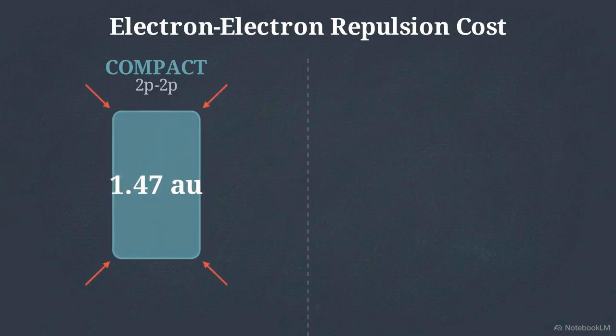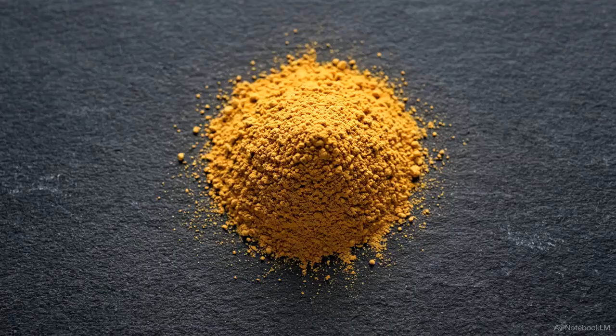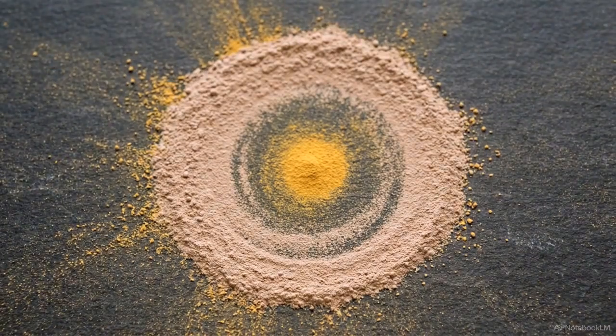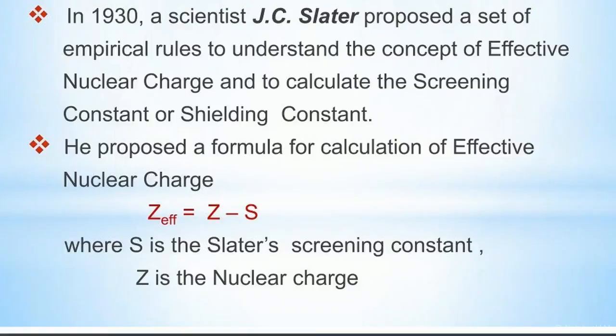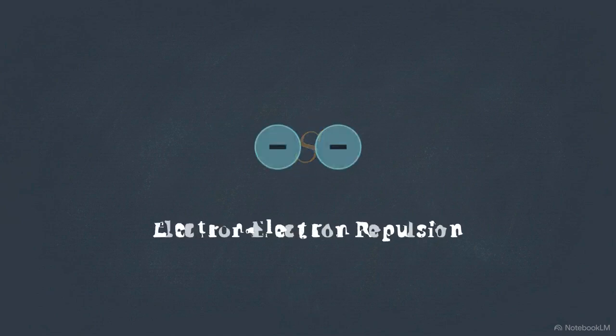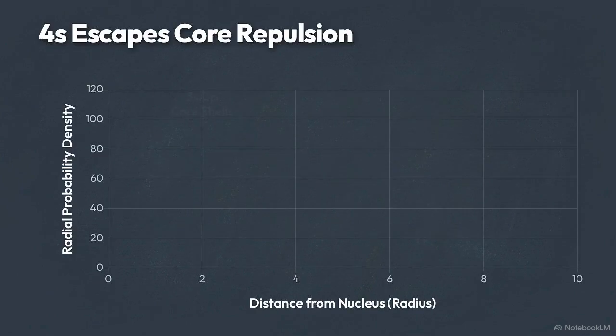Concentrated 2p repulsion costs 1.47 atomic units, while the more diffuse 2s repulsion is significantly lower at 1.13. The 2s orbital is more stable because its radial node spreads its density outward, minimizing the energy cost of electron-electron repulsion. To reconcile this with standard math, we look to Slater's rules and the equation for effective nuclear charge. The shielding constant S is a mathematical proxy for the electron-electron repulsion terms within the Hamiltonian.